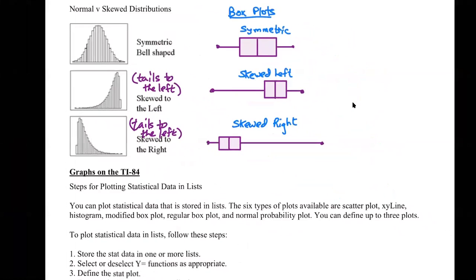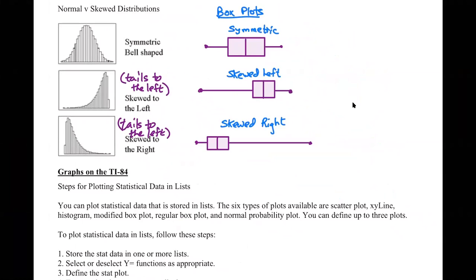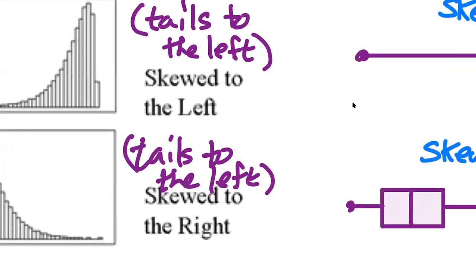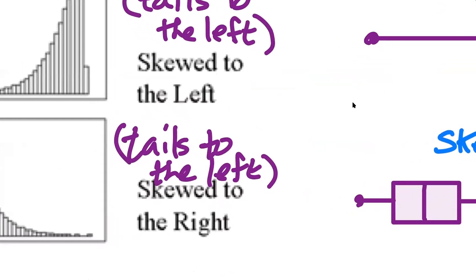Right. The next little section, yeah? Is this a typo? Tails to the left, because this is to the right. Yours is to the left that you drew. Oh. But this is to the right. Yeah.